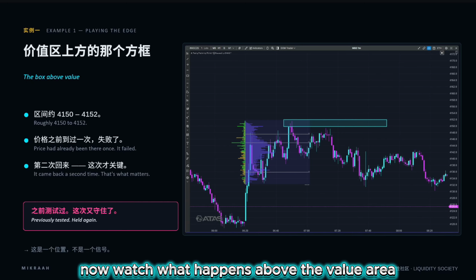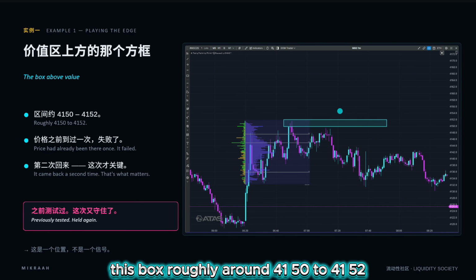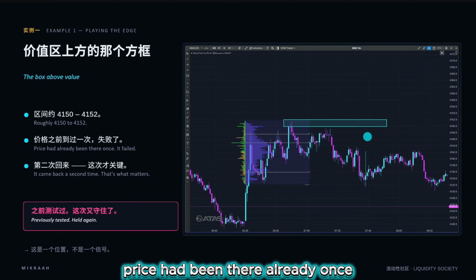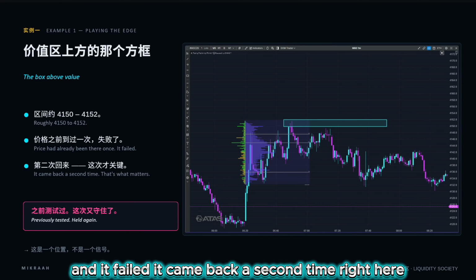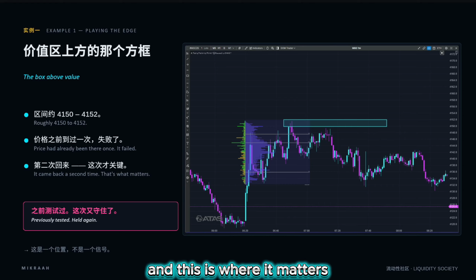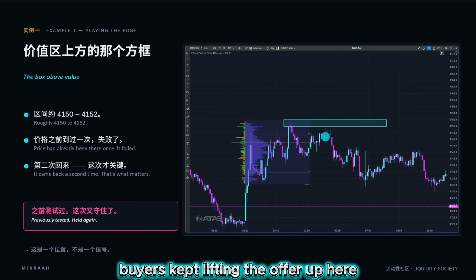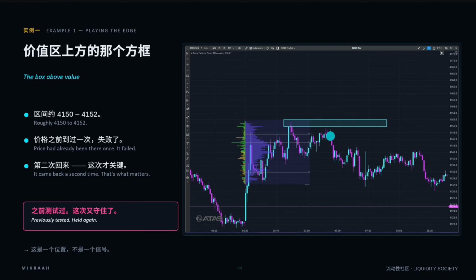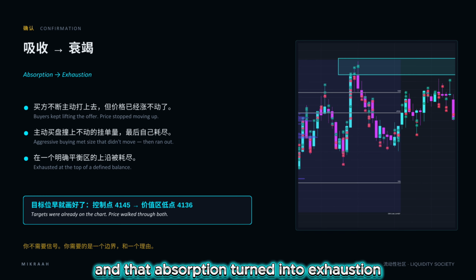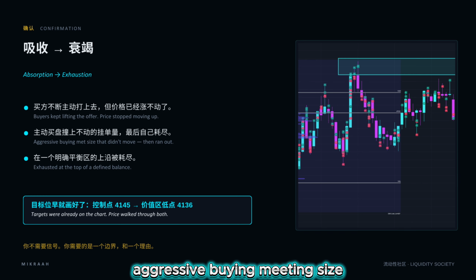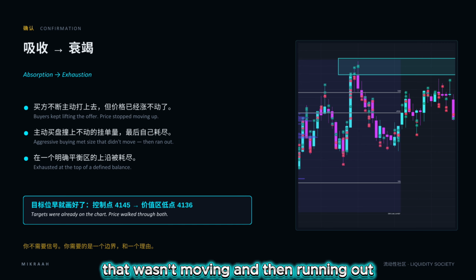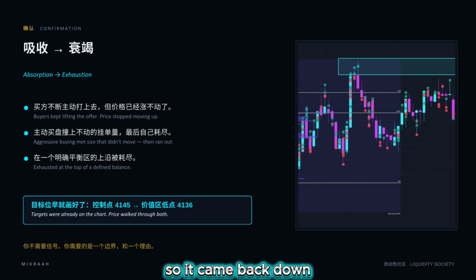Now watch what happens above the value area, at the value area high. This box roughly around 41.50 to 41.52. Price had been there already once and it failed. It came back a second time right here, and this is where it matters. Buyers kept lifting the offer up here. Price stopped moving up, and that absorption turned into exhaustion. Aggressive buying meeting size that wasn't moving and then running out, so it came back down.